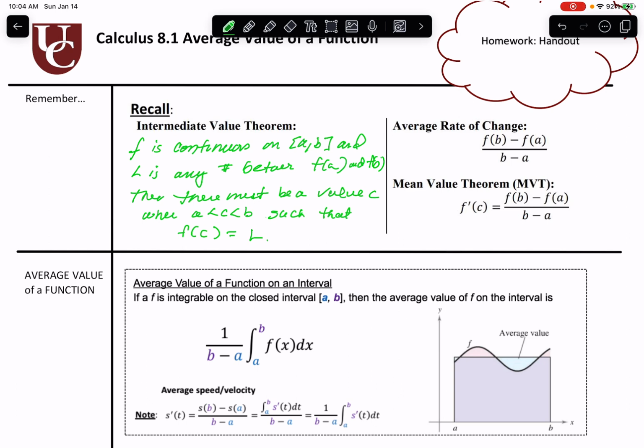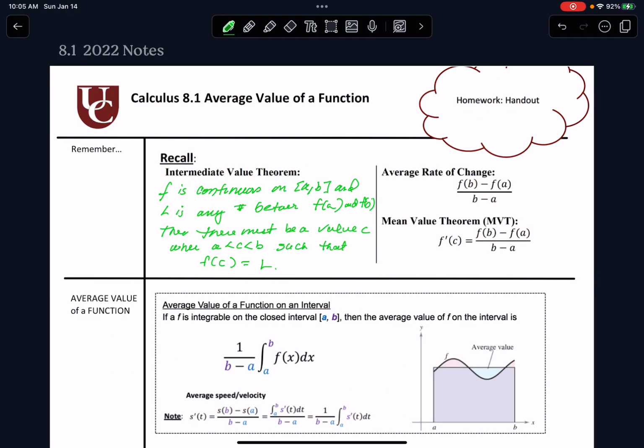Then we have the average rate of change, and you remember that that is f(b) minus f(a) over b minus a. And the third thing to remember is the mean value theorem. You had to add that f is continuous on the closed interval and differentiable on the open interval, and f prime of c is f(b) minus f(a) over b minus a. Sometimes they ask you to find c.